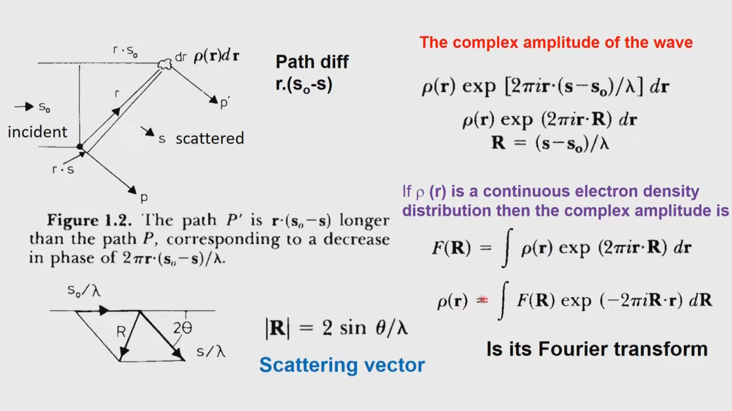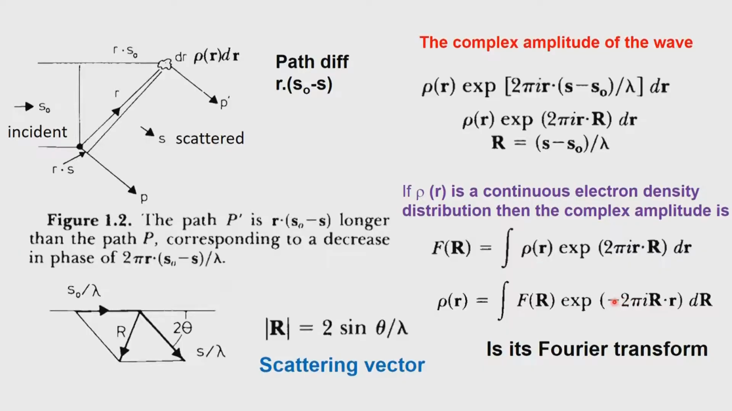So, if we want to calculate electron density, we need to have the F of R values, and these F of R values are in what we call the reciprocal space. So, the capital R vector is in reciprocal space, and the little r vector is in the direct space. We also see that there is a change of sign here, exponential minus 2 pi i R dot r, and that is the representation of the electron density.